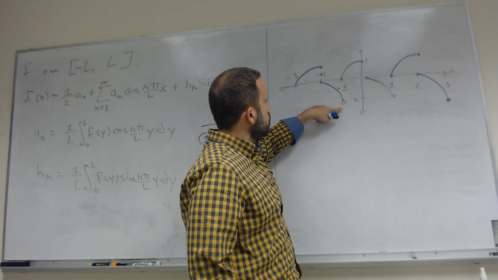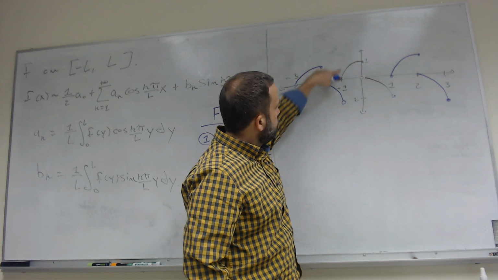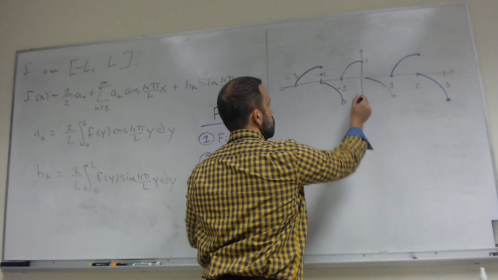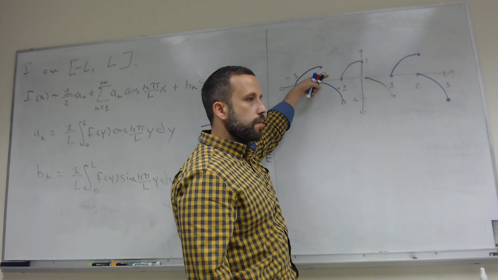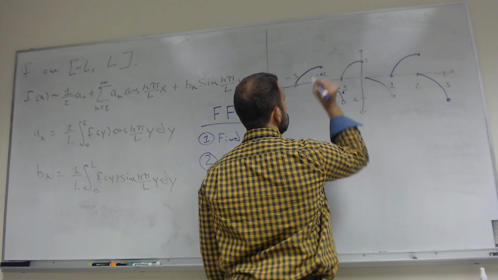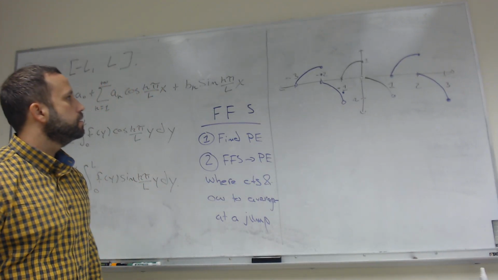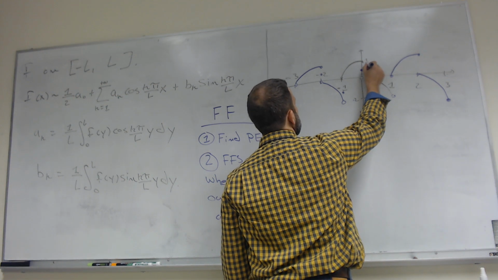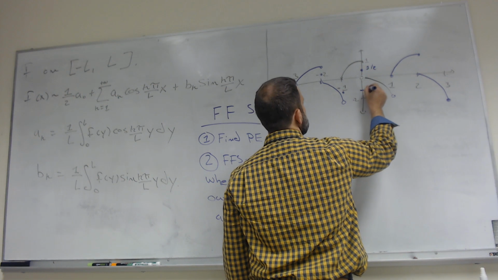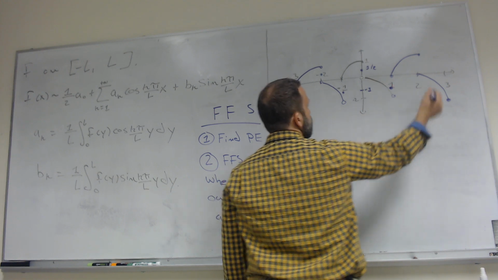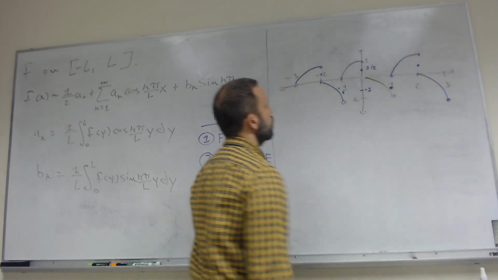Well, here the limit is 2. Here the limit is 0. The average value, sorry, this is -2. -2 plus 0 is -2, divided by 2 is -1. And so it will converge to -1 there. Okay, similarly, it will converge to 1/2 here. So this is 1/2. This is -1. It'll converge to -1 here, and it will converge to 1/2 there.